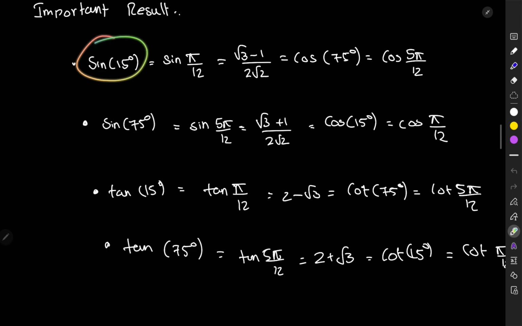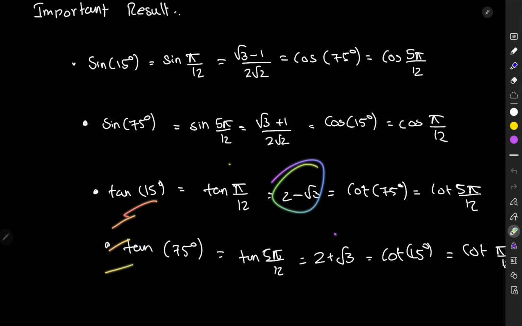By sine 15 I can also tell this will be equal to cos 75, right? So sine of 90 minus 15, right? It will be equal to cos 45. So this value will be root 3 minus 1 by 2 root 2. Similarly, the cos 15 value, which is equal to sine 75, is root 3 plus 1 by 2 root 2. So learn these values also: 2 minus root 3 for tan 15 and 2 plus root 3 for tan 75.